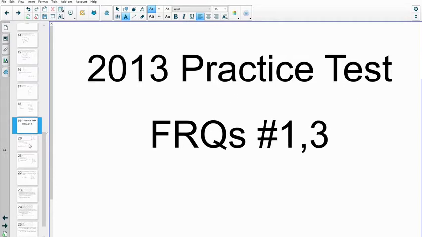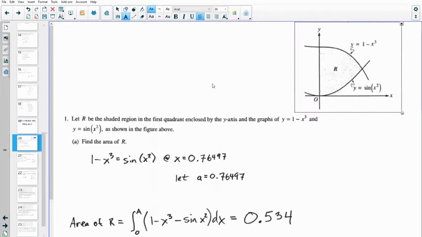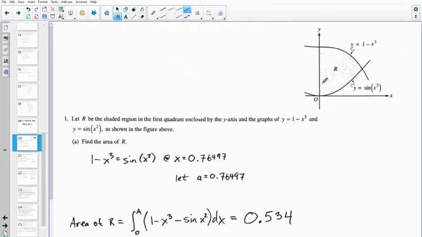Question number 1 looks like this. We've got a region. You can't see the shading very well on this copy of it, but hopefully on your sheet you can see it, or on your PDF. We're told that R is the region bounded by these curves in the first quadrant. So that means x equals 0 is a boundary, and then bounded above by 1 minus x cubed, below by sine of x squared. Worth noting, this is a calculator necessary question.